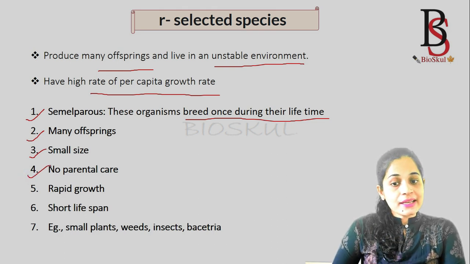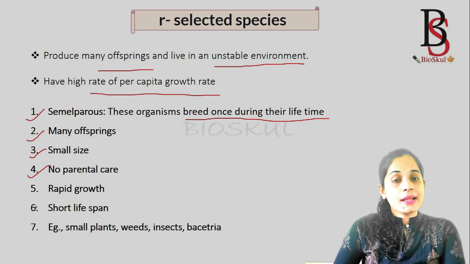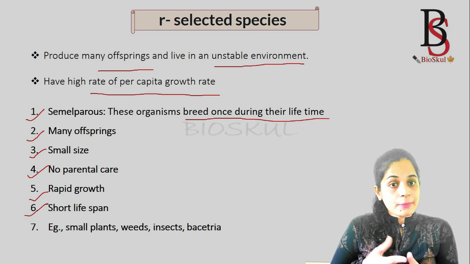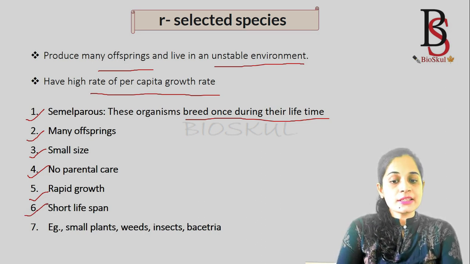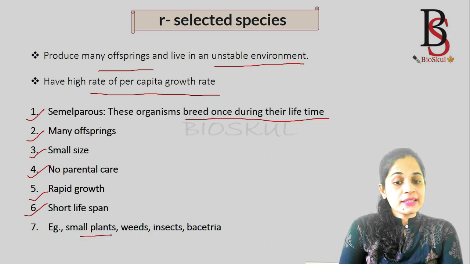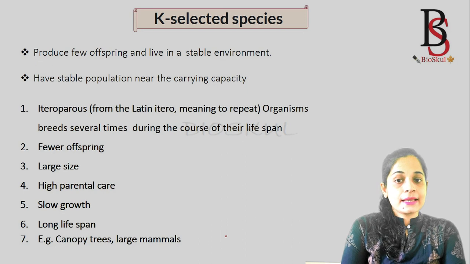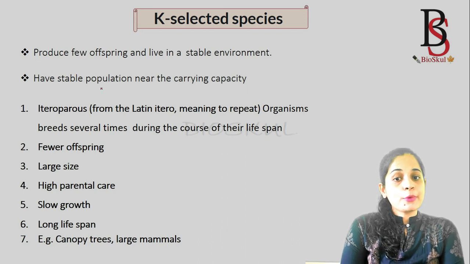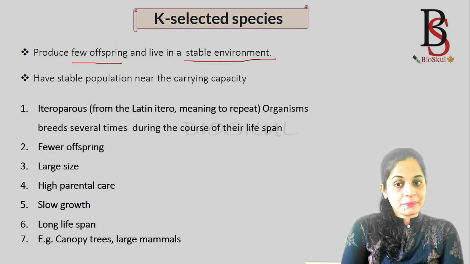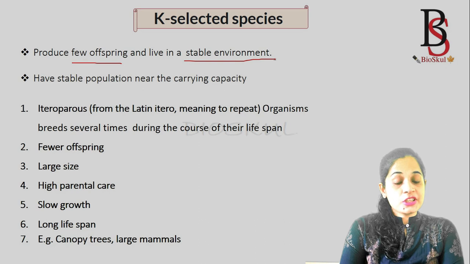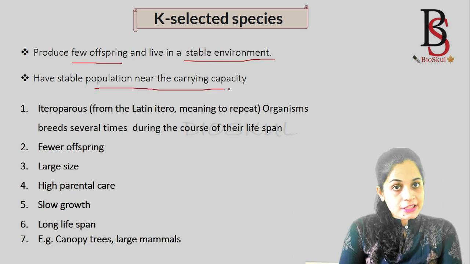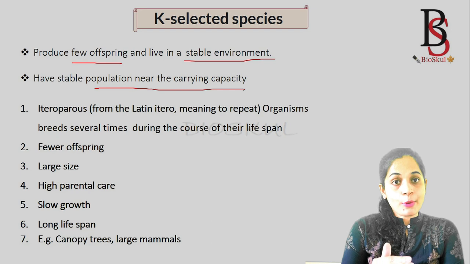Their growth rate is rapid, and they have a very short lifespan. What are the examples of R selected species? The examples are small plants, weeds, insects and bacteria. Now the K selected species. K selected species produce few offspring and live in a stable environment. They have a stable population near the carrying capacity. K for carrying capacity, and the population is found near the carrying capacity.